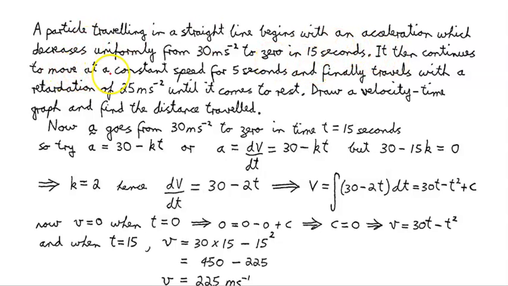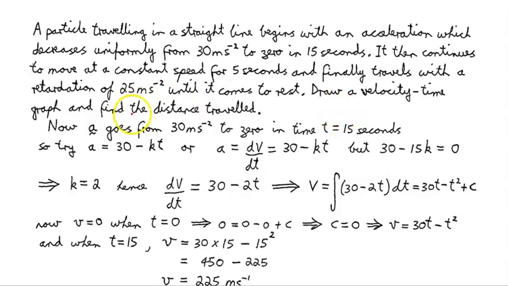It then continues to move at a constant speed for 5 seconds, a bit like the train above, and finally travels with a retardation or deceleration of 25 meters per second until it comes to rest. It's all motion in one direction. There's no reverse velocities. We won't have any negative velocities. Our graph will be strictly in the positive direction of the velocity axis. There won't be anything below the axis. The particle moves in one direction until it comes to rest.